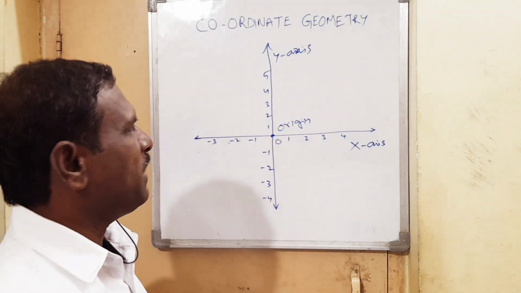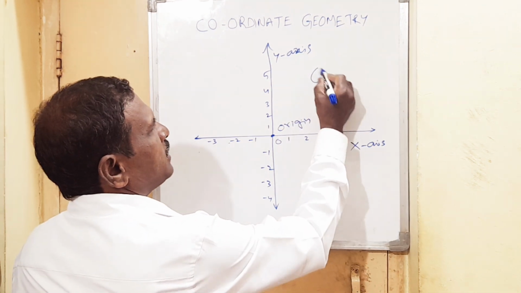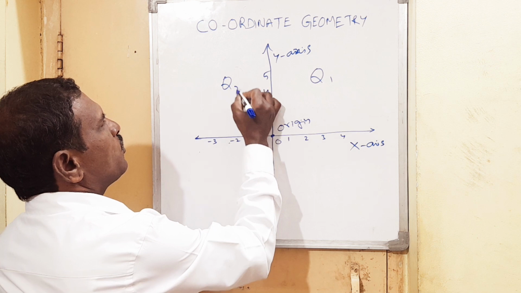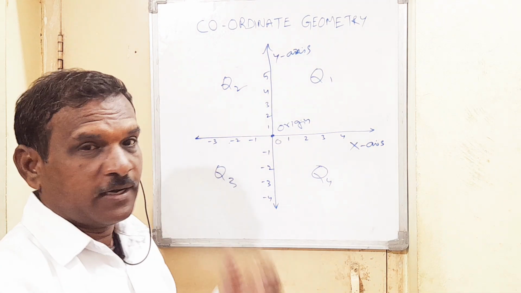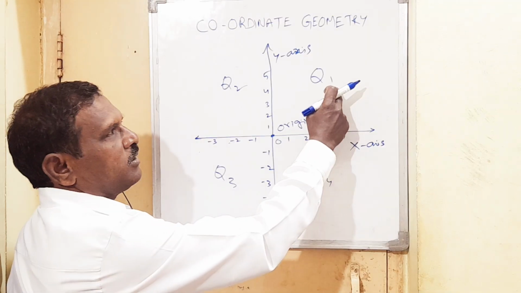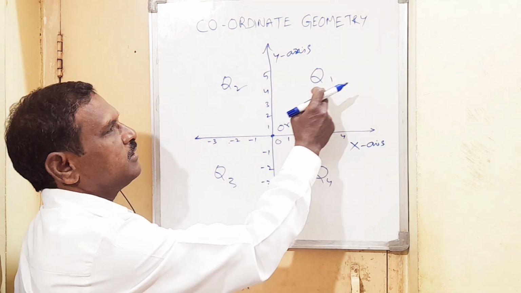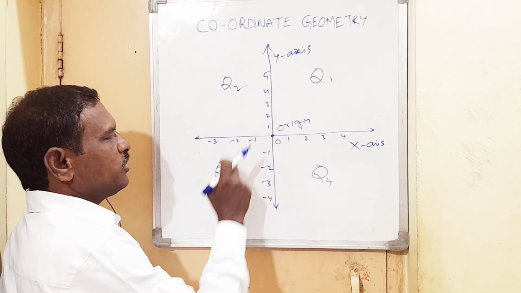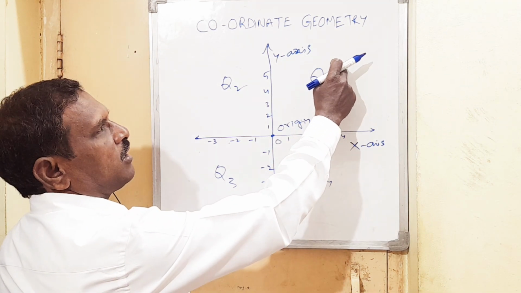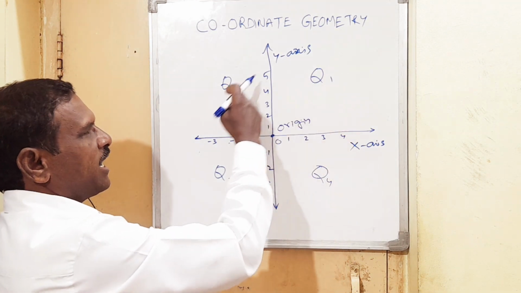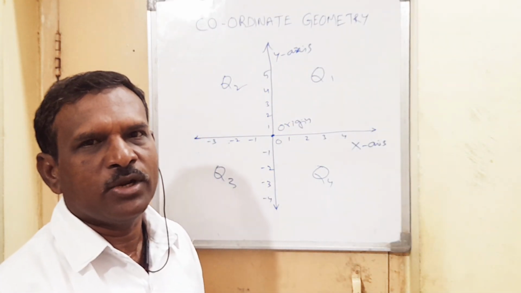So in this Cartesian plane, we have 4 quadrants. We name these Q1, Q2, Q3, Q4. See carefully: starting from the right top, this is named Q1, and we move in the anti-clockwise direction. So Q1, Q2, Q3 and Q4. Remember, Q1 is on the right top and we move in the anti-clockwise direction. Like this you can remember the numbering of the quadrants.